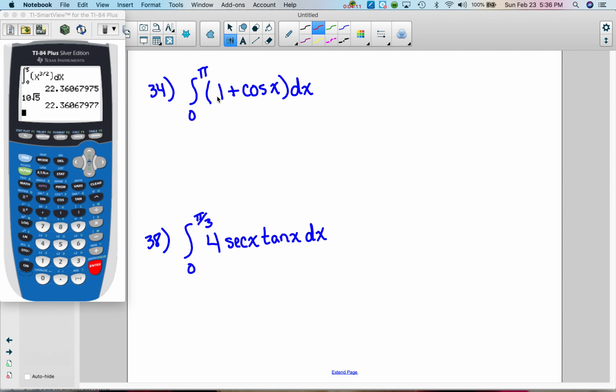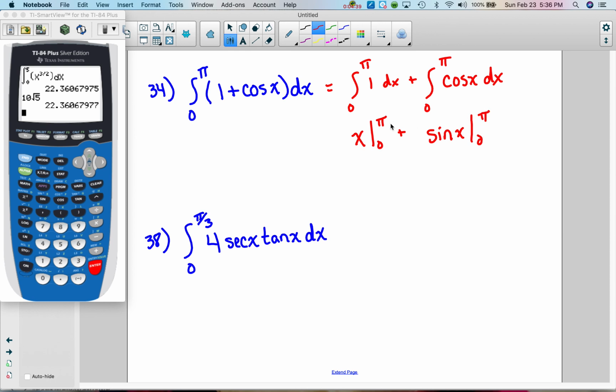Okay, so for the next one, we're taking the integral of a sum, which you can split into 2 parts. So you could do the integral from 0 to pi of 1 dx plus the integral from 0 to pi of cosine x dx. Okay, so then we're going to take the antiderivative. This is just going to be an x. The antiderivative of cosine is sine. And then we're going to plug in, so we'll plug in a pi minus 0, which is just pi, plus sine pi minus sine 0.